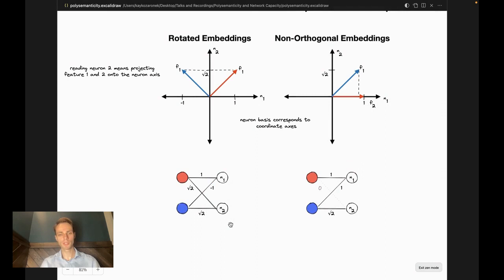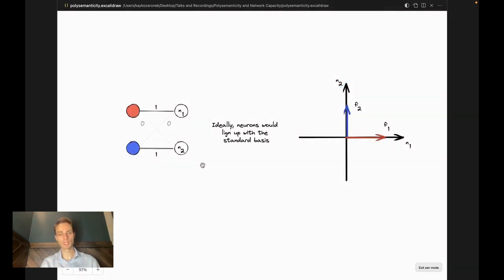If we were to show this pictorially, we would get a picture that looks like so, where the colored dots correspond to the features, the white dots correspond to the neurons, and the lines between them correspond to the weights. In the ideal case, we would have neurons line up with the standard bases. That would mean that each feature lines up with one neuron. Pictorially, this would look like so, where feature 1, for example, lines up with neuron 1, and feature 2 lines up with neuron 2.